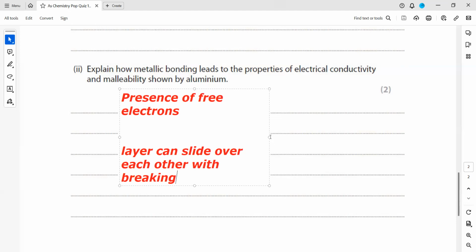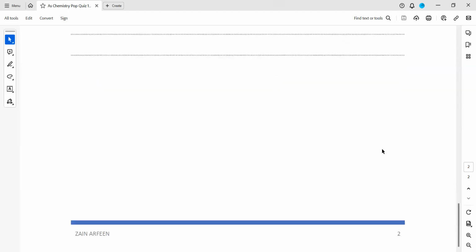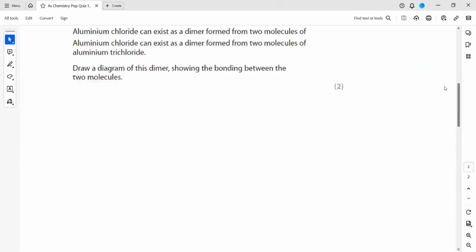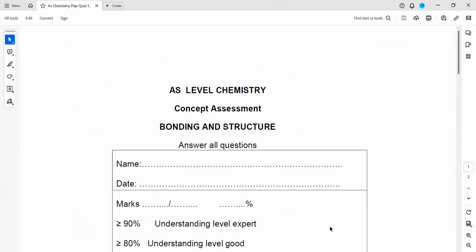And why is it a good conductor of electricity? Because of the presence of the free electrons or delocalized electrons. That is why it is a good conductor of electricity. And malleable because the layers of the positive ions can slide or slip past each other. So this was a pop quiz. It was related to bonding and structure.